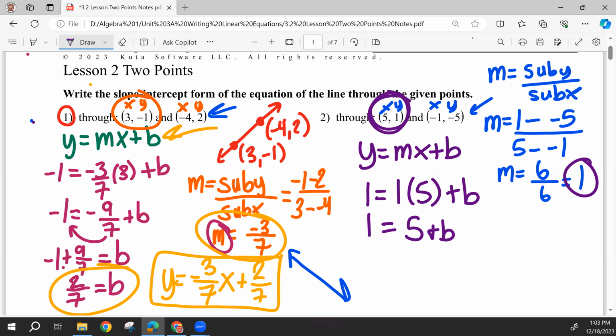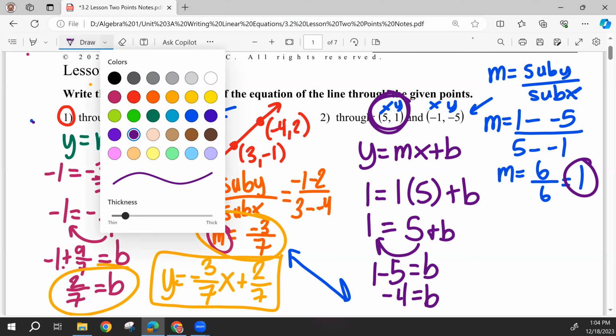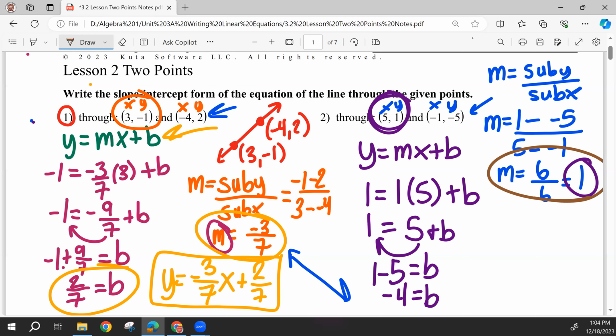When I bring this 5 over, it's going to subtract. So we're going to have 1 minus 5, and we are going to get our y-intercept, our b, to be -4. Again, we're not stopping there. We have found our slope. We have found our y-intercept.